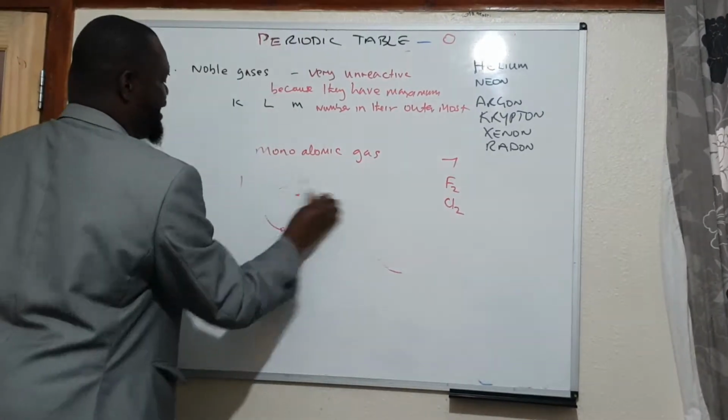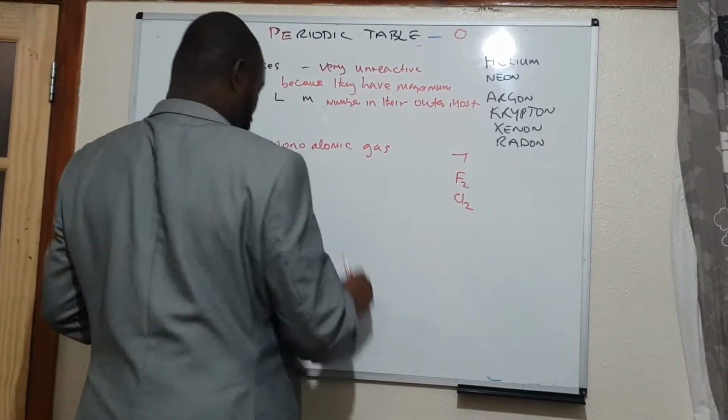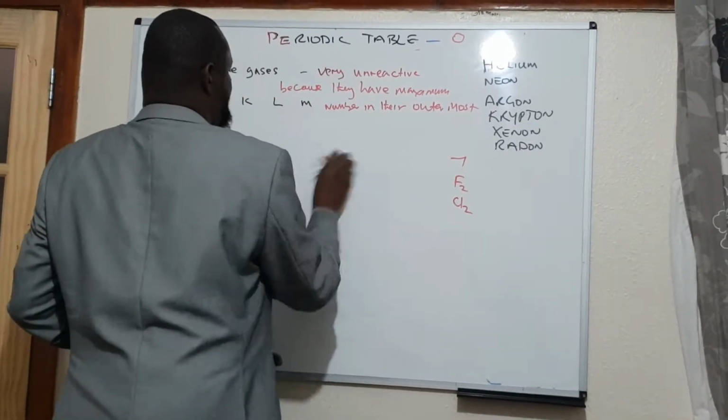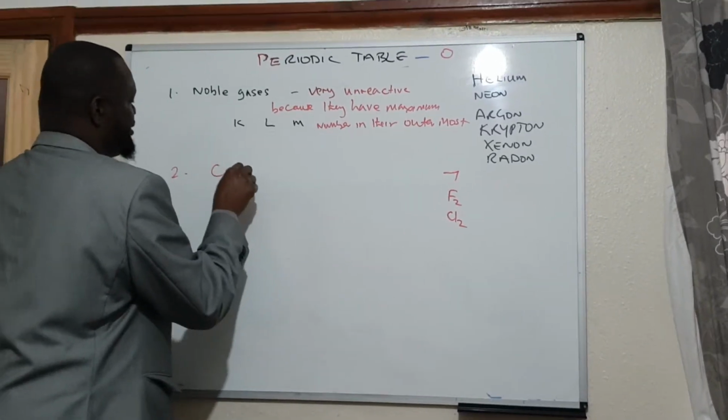They are all gases at room temperature. These are their physical properties. Number 2, they are all colorless gases.